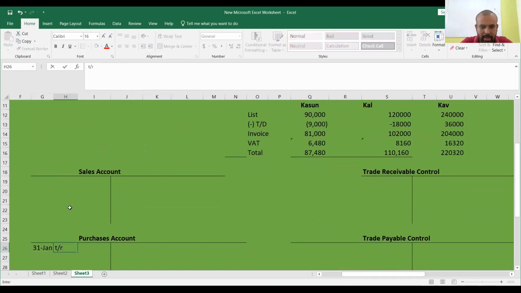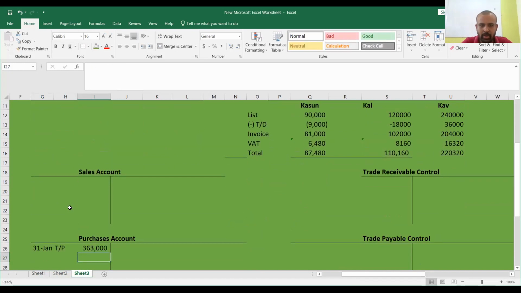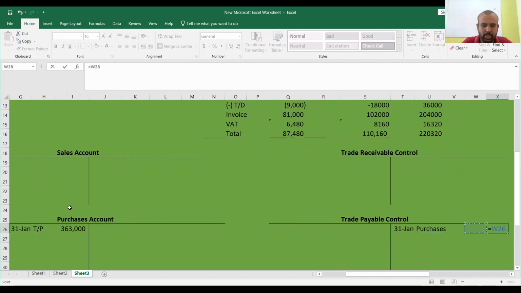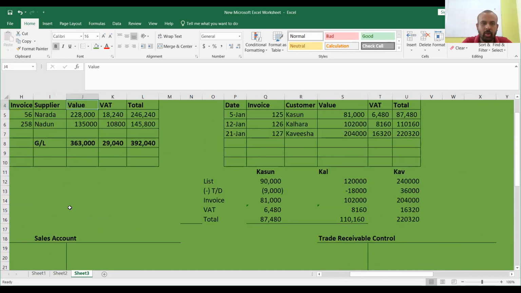Here you say trade payable control account 363. The amount that always goes to the purchases account is the VAT exclusive amount. This will be credited to the trade payable control account on 31st January. Look at the date, last date of the month. This will be credited. Look, I write purchases. Always I need to write the name of the opposite ledger account. That is 363,000. Okay, next we recorded the value column.